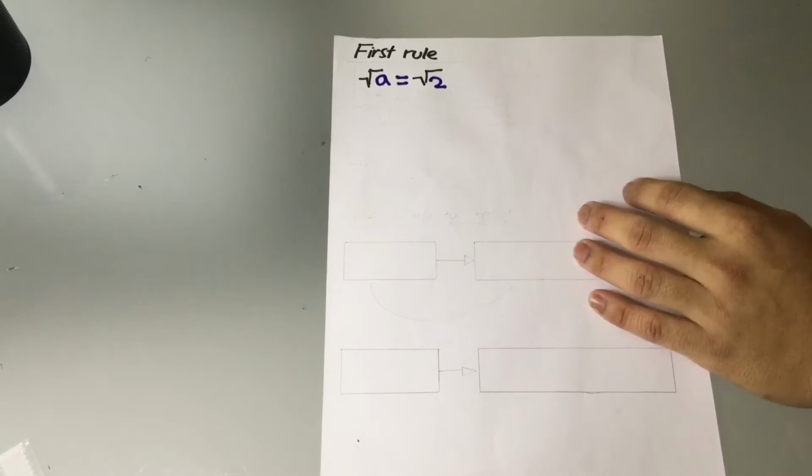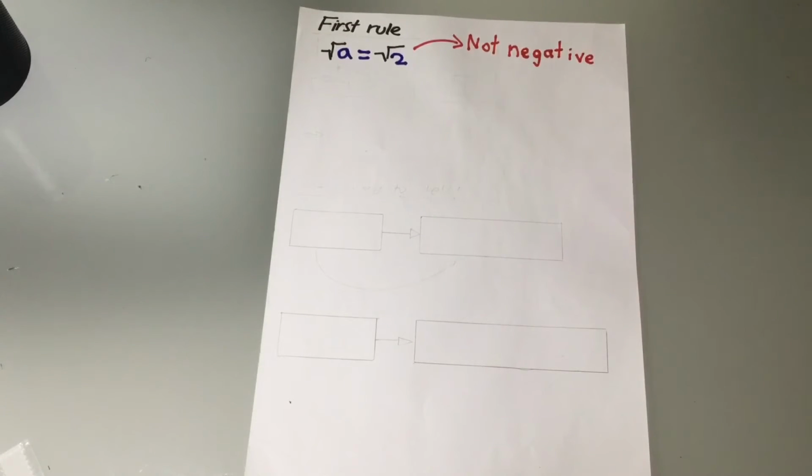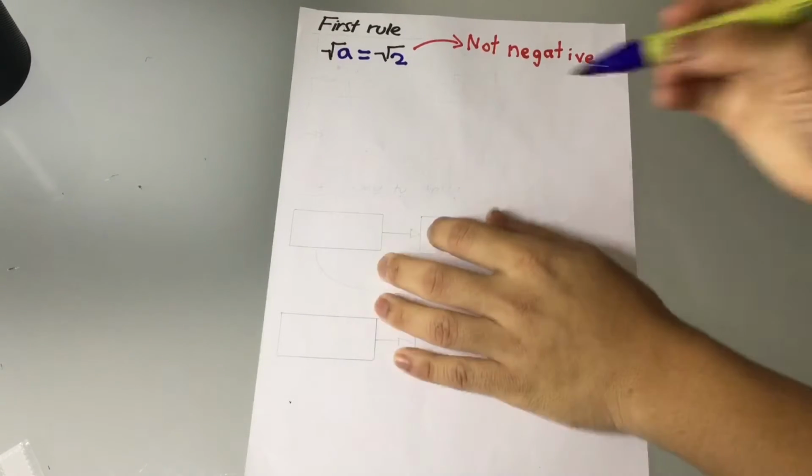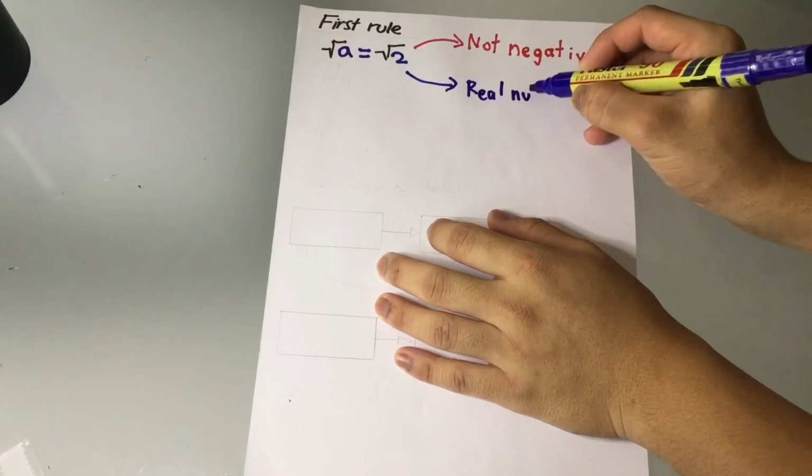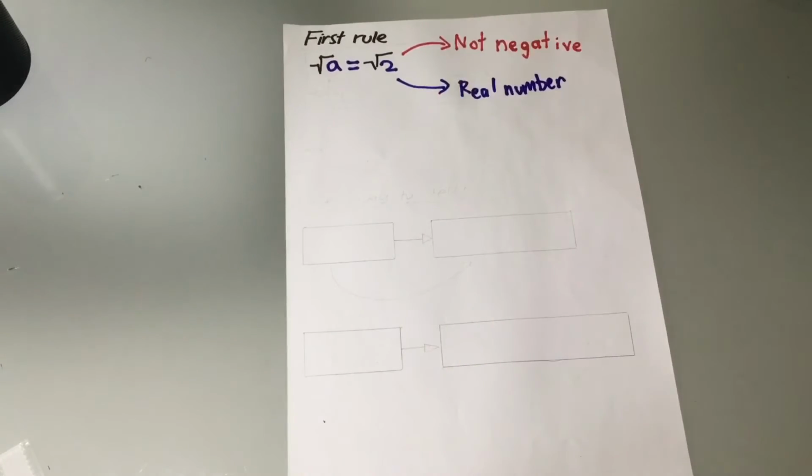Now the thing about the square root of 2 is that it's not negative, and therefore it's a real number because it is bigger than 0. It's not even equal to 0, it's bigger than 0. So it fulfills the first rule of what it is to be a surd.